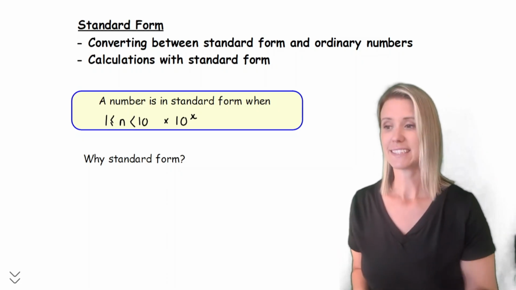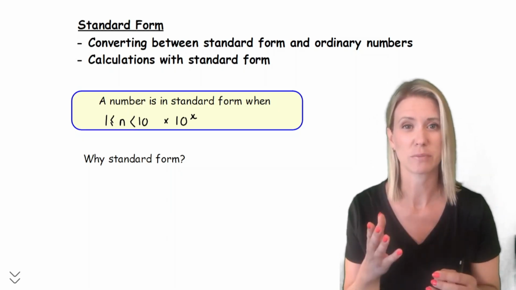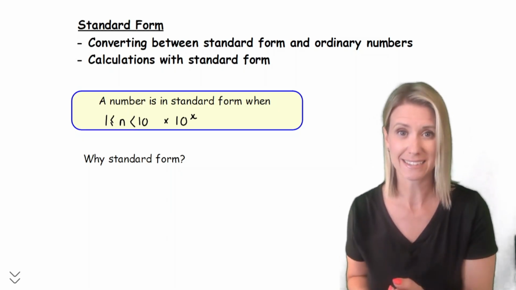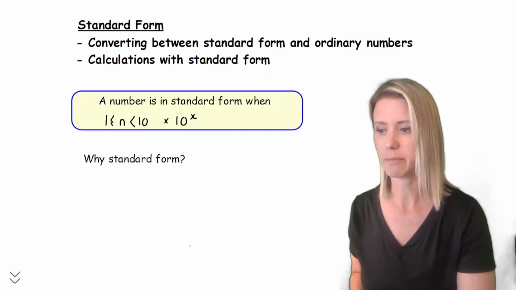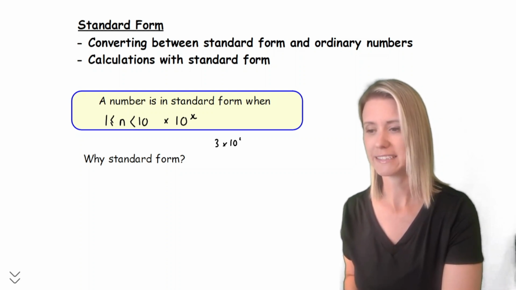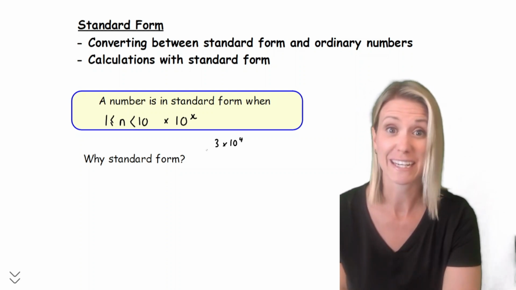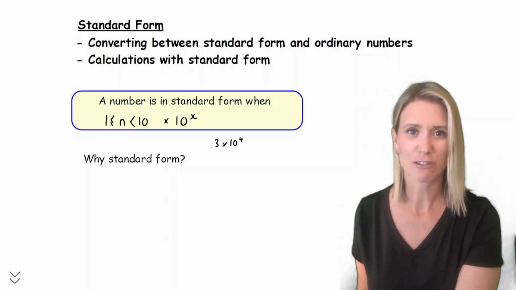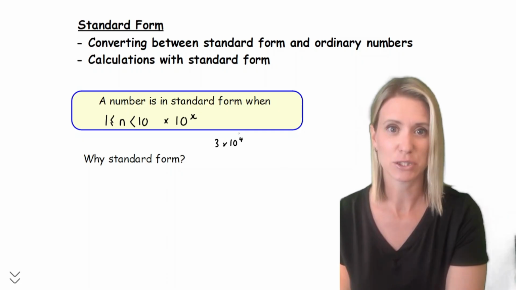A number is in standard form if it's written as a number between 1 and 10. It's got to be greater than or equal to 1 but less than 10, times 10 to the power of something. For example, this number here, 3 multiplied by 10 to the power 4, is a number in standard form. It doesn't have to be an integer, it's a number that's greater than or equal to 1 and less than 10, and it's being multiplied by 10 to a power.